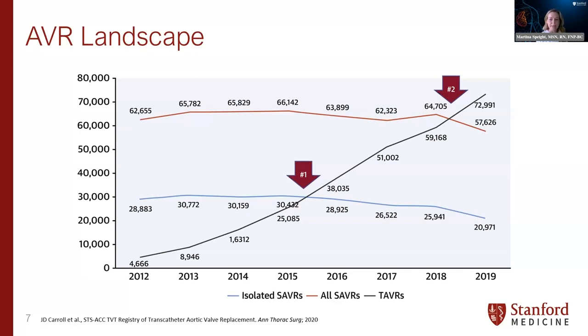So isolated TAVRs exceeded the number of isolated surgical AVRs in 2015, represented by the arrow in number 1 on your screen. And it exceeded all SAVRs, so any sort of concomitant surgical aortic valve procedure, by 2019. So greater than 95% of patients are treated with a transfemoral approach to their transcatheter aortic valve versus an alternative access approach, which sometimes has implications on a longer recovery pathway.